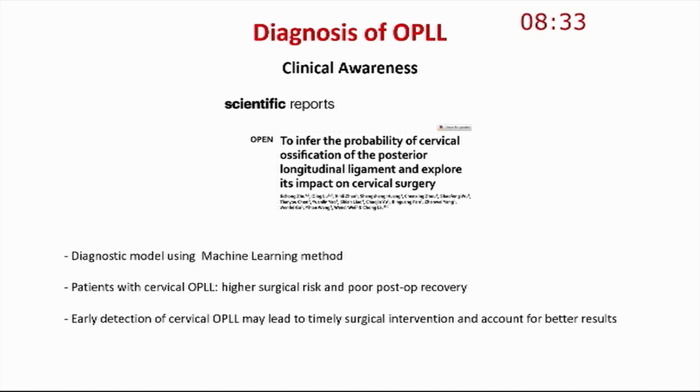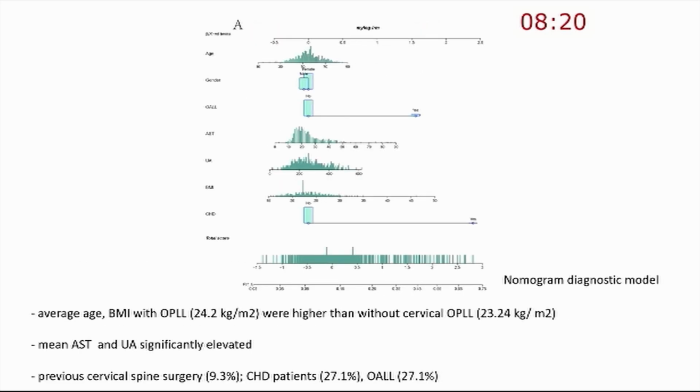This paper I found interesting regarding clinical awareness. It's a diagnostic model using machine learning method. Patients with OPLL had higher surgical risk and poor postoperative recovery, so early detection is essential. Average age and BMI were higher in patients with OPLL. Mean AST were elevated. We don't know the meaning of this, but this is interesting.